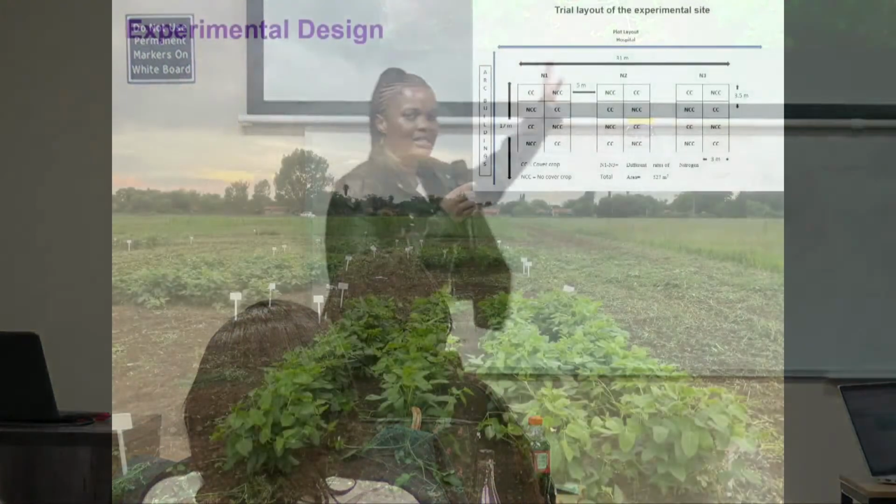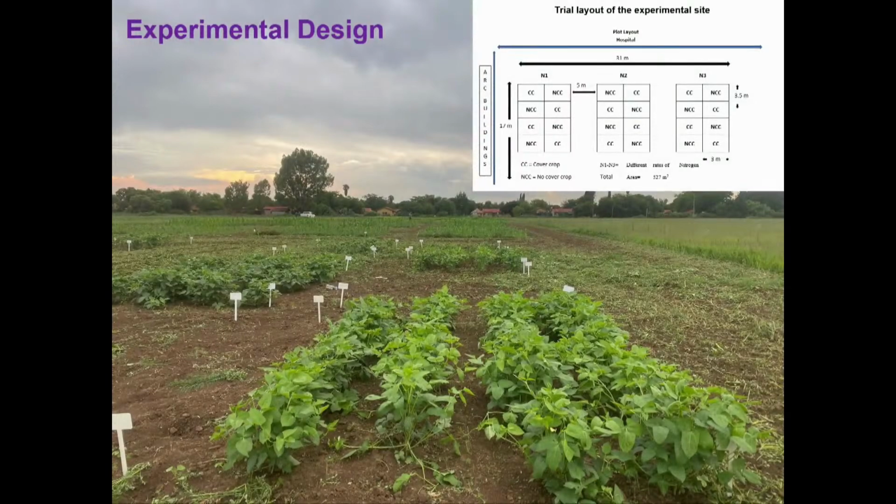This is our experimental design. It's a split plot design that has 3 fertilizer applications: N1 is 100%, N2 is 75%, N3 is 50%. And then we randomized cover crop and non-cover crop within blocks. The overall field was 527 meters squared.